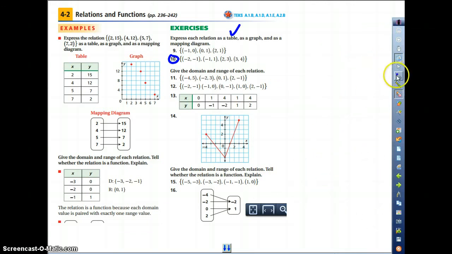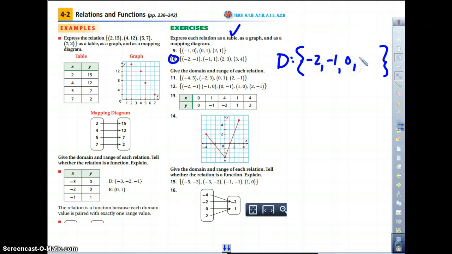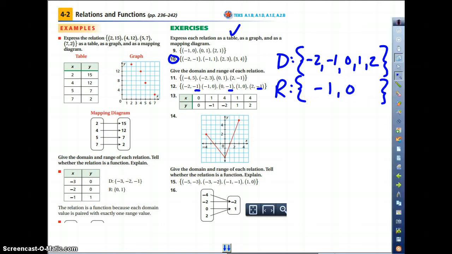Okay, on number 12, give the domain and range of each relation. All right, number 12. The domain is all of your X values. And because it's given to you as discrete points, you're going to use set notation and these pretty little curly brackets. My domain values: -2, -1, 0, 1, and 2. My range: -1, 0. Do you guys see how -1 repeats itself? There, and there. You're not going to repeat it in your range. So I'm just going to put in -1, comma 0.